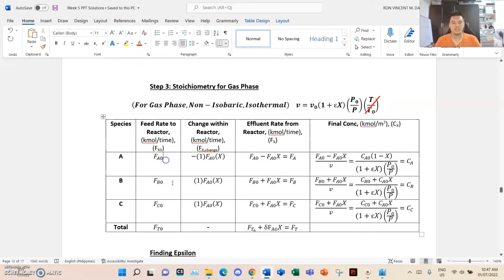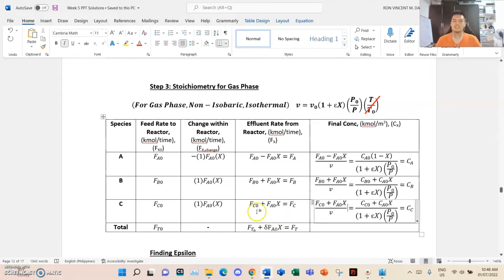So this is ethane, this is ethylene, and this is hydrogen gas, A, B, and C respectively. Ethane is the only reactant, so it's negative. B is positive, C is positive since they are products, and subtracting them together to get the effluent rate, and dividing it by the final volumetric flow rate to get the concentration. And note that the final volumetric flow rate has this formula. We have these final equations.